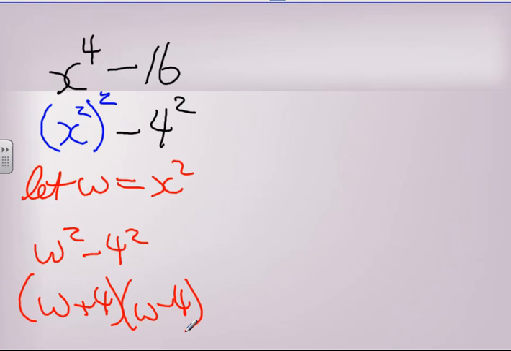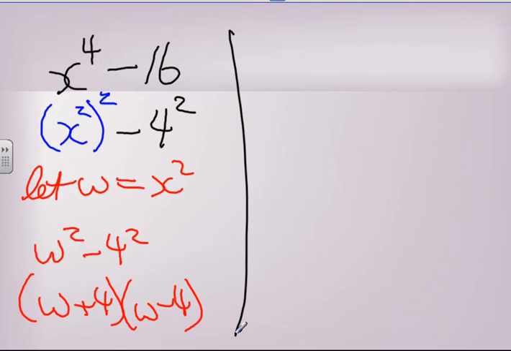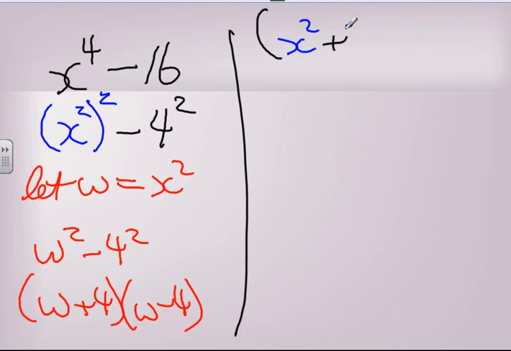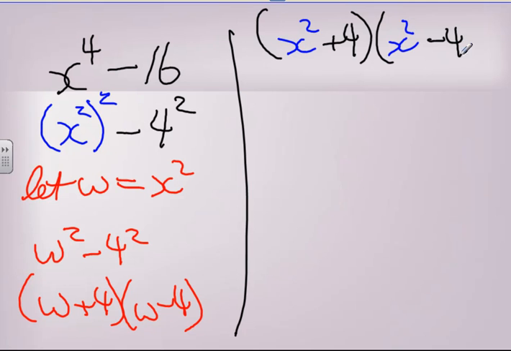Now I can substitute my x squared in for my w. So, going up here to the side, I have my w is x squared plus 4 times, once again, w again, which is x squared minus 4. And it looks like I'm done. But I'm not, because I can factor this even further.